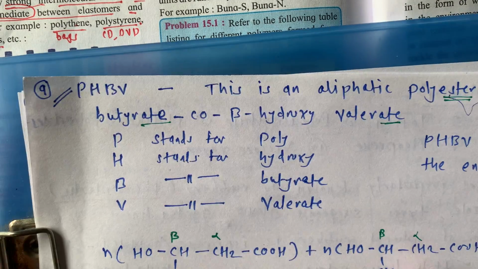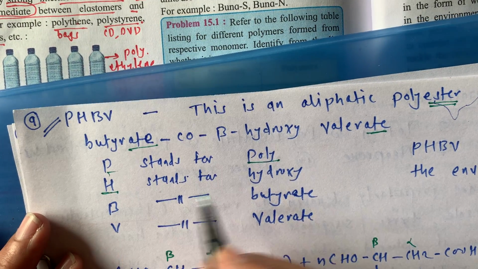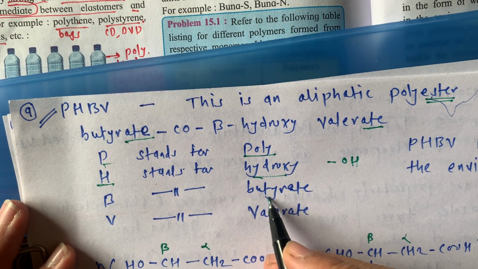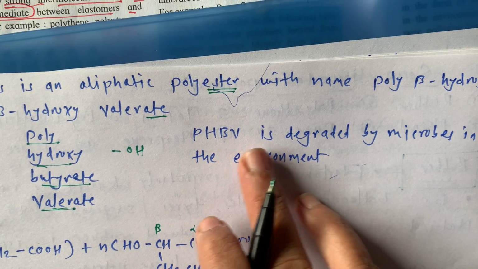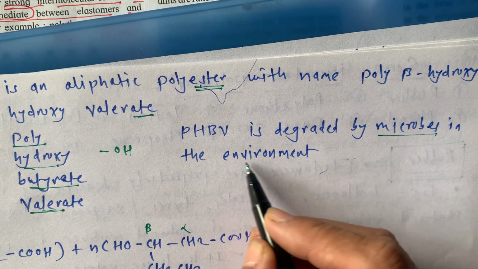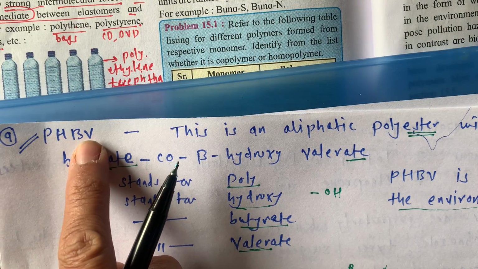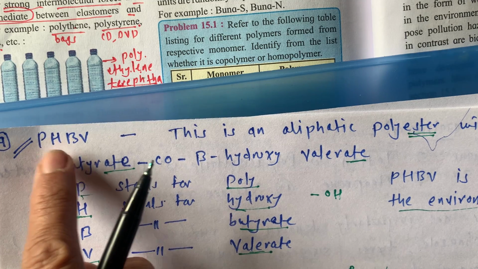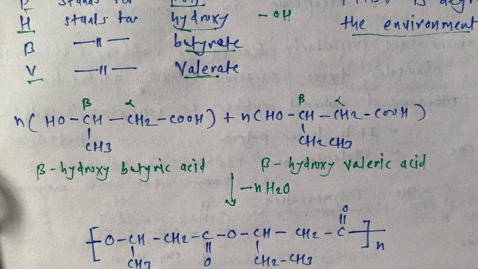Now this PHBV, this P stands for poly, H stands for hydroxy, hydroxy is nothing but our OH group, B stands for butyrate, V stands for valerate. This PHBV is degraded by microbes in the environment. So this is our synthetic biodegradable polymer. Please remember this example. Now we will see how it is going to form.